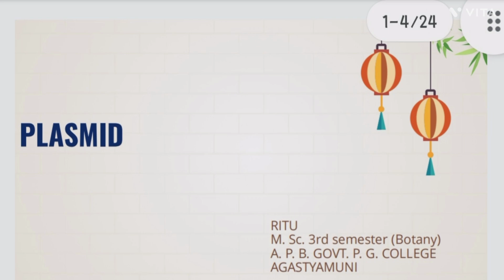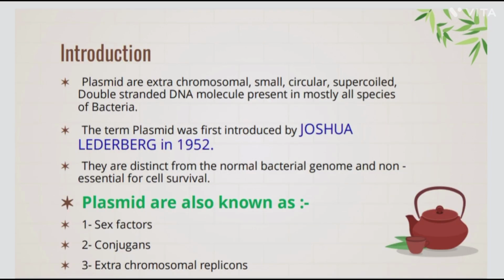Today we will discuss plasmid. Plasmids are extrachromosomal, small, circular, supercoiled, double-stranded DNA molecules present in all species of bacteria. They are very different from the main DNA. The term plasmid was first introduced by Joshua Lederberg in 1952. They are distinct from the normal bacterial genome and non-essential for cell survival.